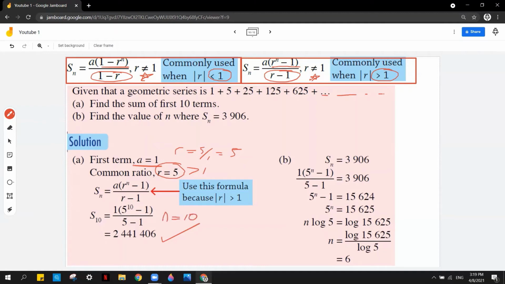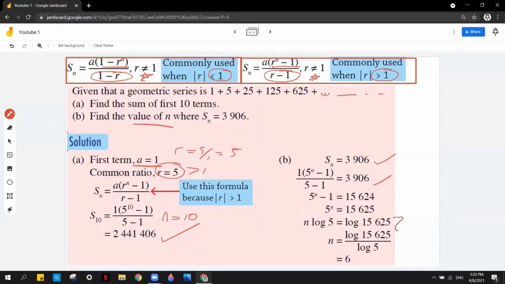For part B here, they already gave you the sum. Now, the question is they're asking you what is the value of n? So what's the n term here? Very simply said, just have a look at the equations. You plug in the a and everything, then you solve it like algebra.